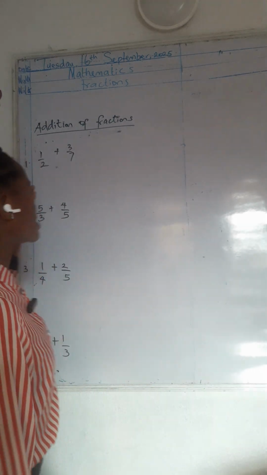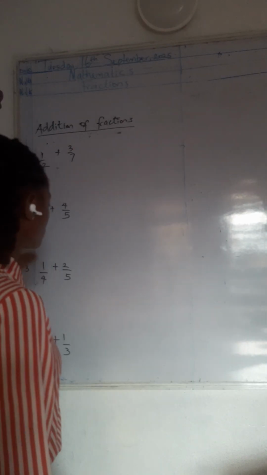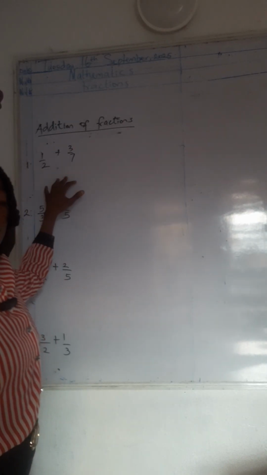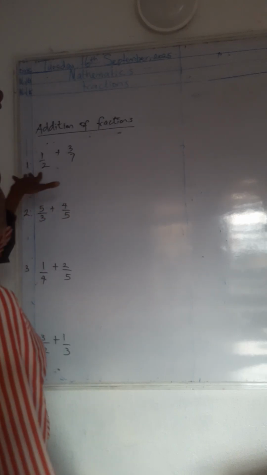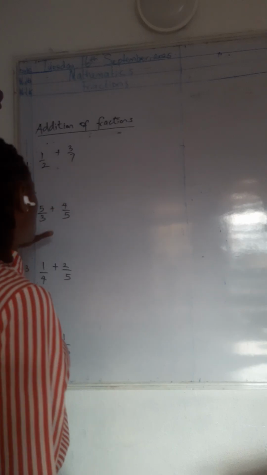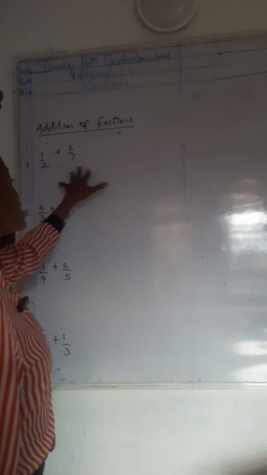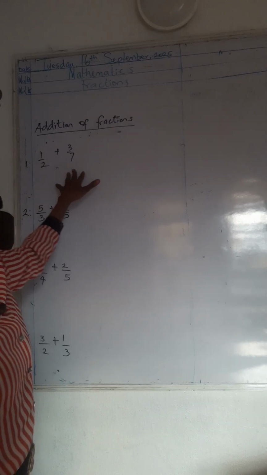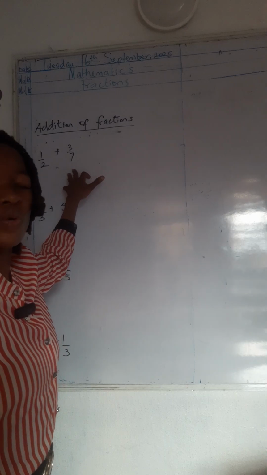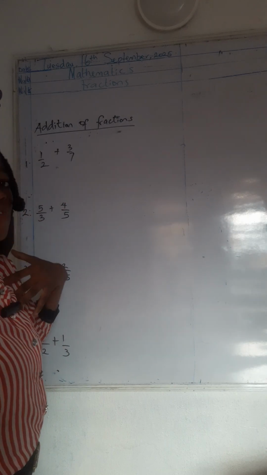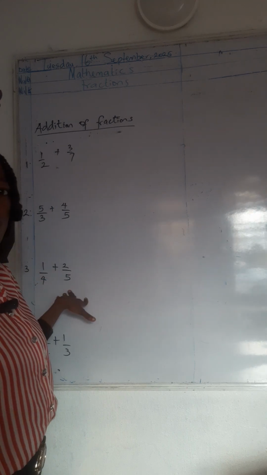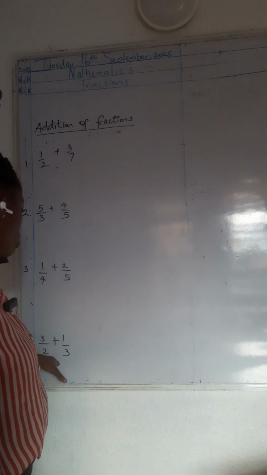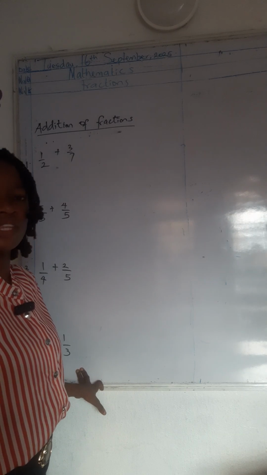If you look at the questions I have here, the denominators, nothing can divide the two denominators. Mostly they are prime numbers. They can't even divide. If you look at 2 and 7, it's not possible for me to divide 2 and 7 without having a remainder. It's not possible to divide 3 and 5 without a remainder. It's not possible to divide 4 and 5 without a remainder. And it's not possible for 2 and 3 without a remainder.